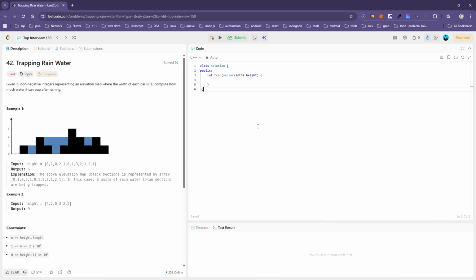Hello everyone. So in this video we are going to solve trapping rainwater. We are given n non-negative integers representing an elevation map where the width of each bar is 1. Now we have to compute how much water it can trap after raining.